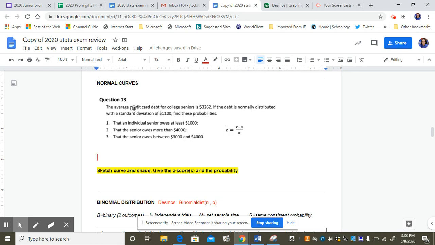Okay, so question 13 gives us an average college credit card debt for college seniors and then the standard deviation. Anytime you see these words normally distributed, just let it trigger. We're going to use a normal curve.